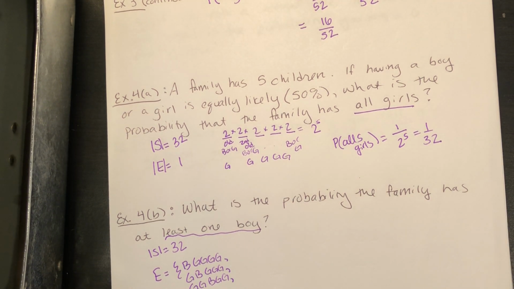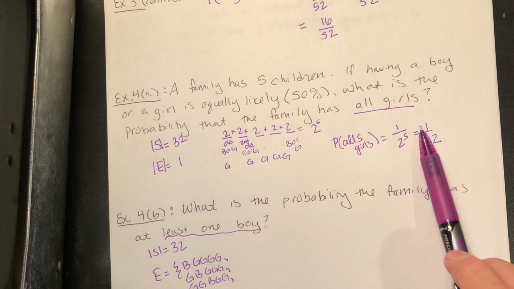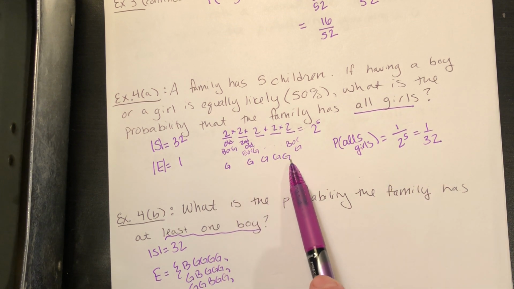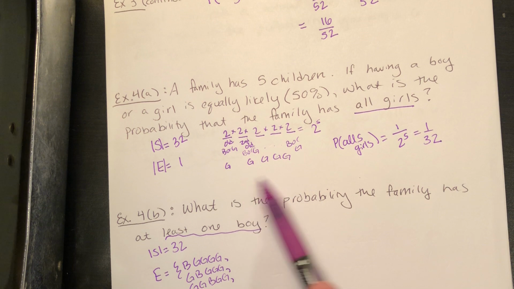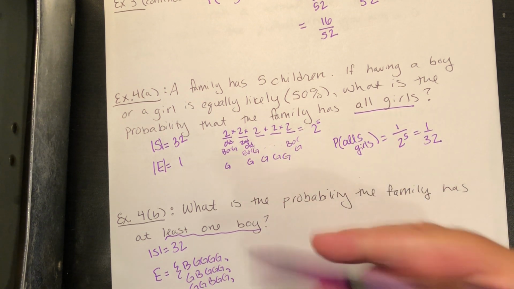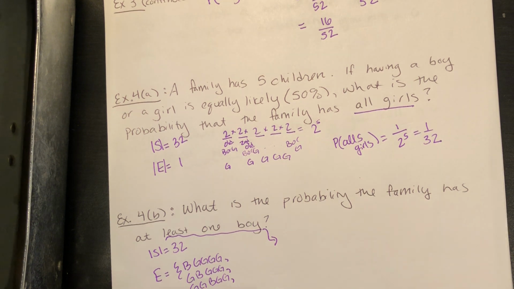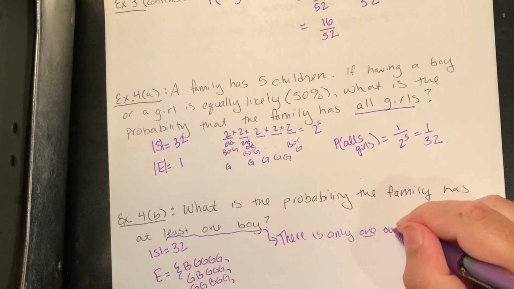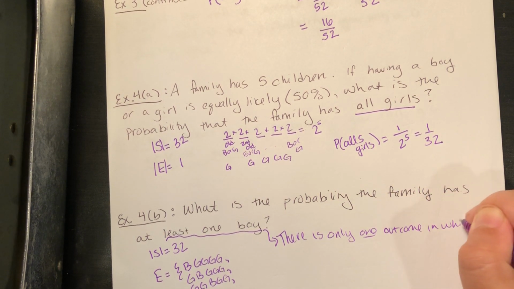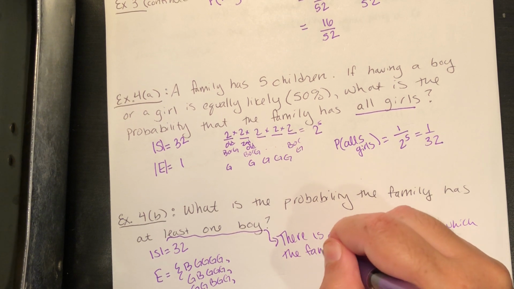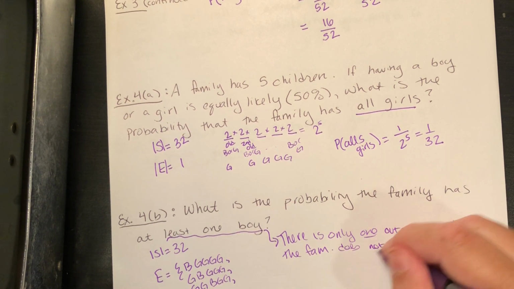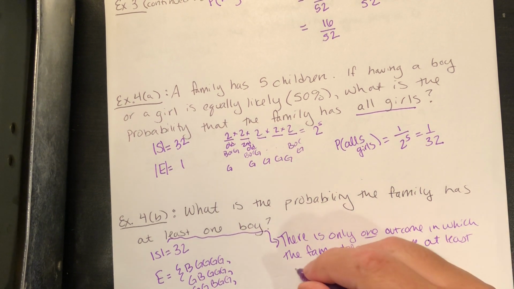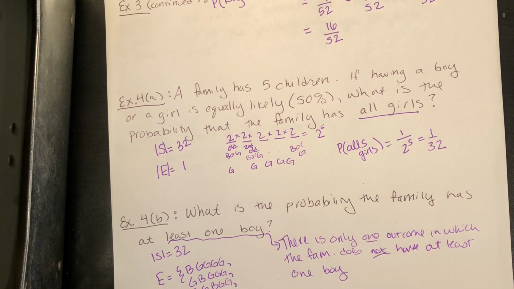Except here's one thing to notice. In the last example, we said that there's only one possibility in which all of the children are girls, right? That's if you have a girl every single time. If this isn't the case, if your family did not have all girls, that means that they must have had at least 1 boy. So there's only one outcome in which the family does not have all girls. Does not have at least 1 boy. That is, namely, the case where it has all girls.